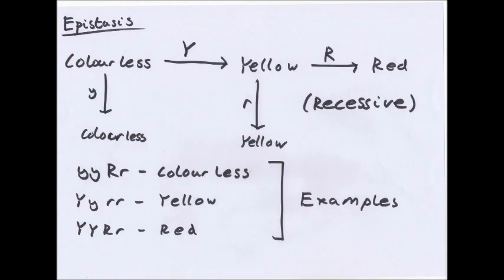And now one of the more confusing ones, epistasis. Now what is epistasis? Epistasis is the interaction of different gene loci so that one gene locus masks or suppresses the expression of another gene locus.